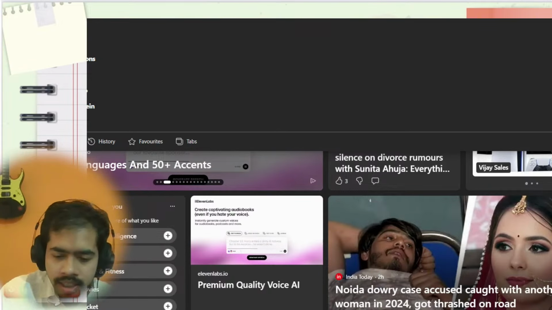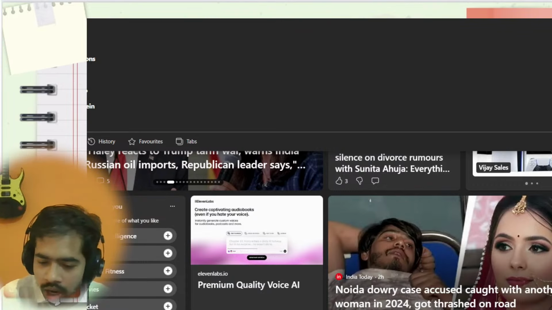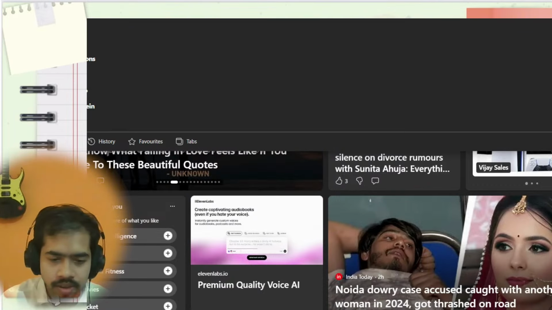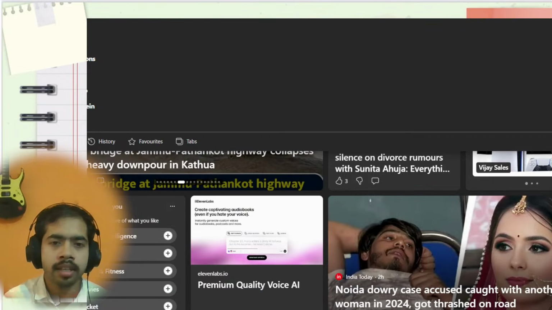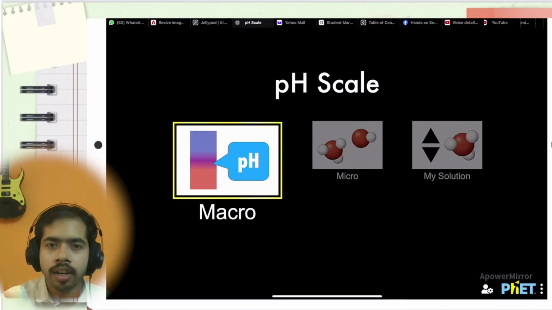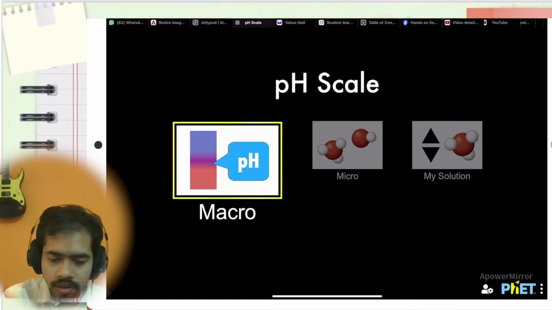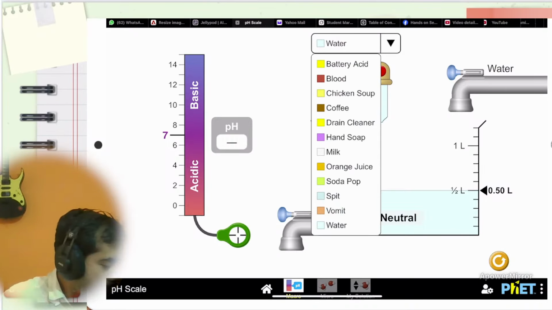So see, this is PhET. This is Colorado. So I'll show you how we can do a pH activity here also. So this is one simulation of the pH scale. So you can see this is the pH scale. Now let me choose some samples from here.